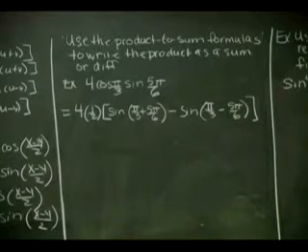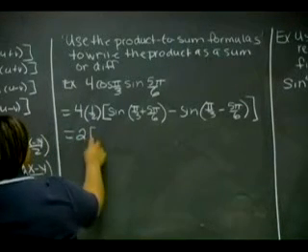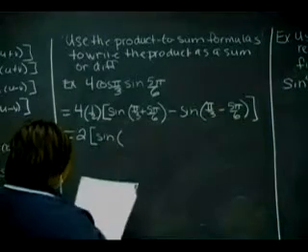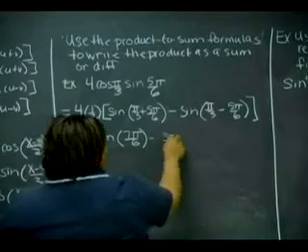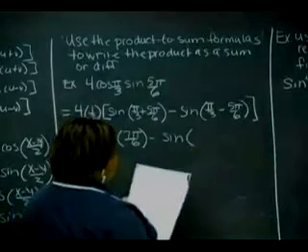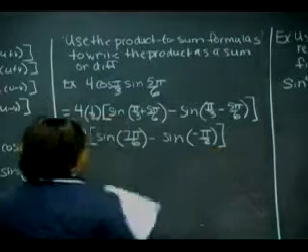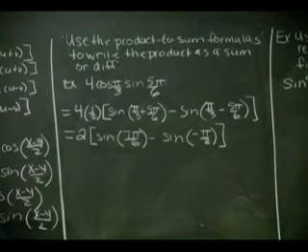So 4 times 1/2 is 2. Then we have sine. Pi over 3 plus 5 pi over 6 is 7 pi over 6. Pi over 3 minus 5 pi over 6 is negative pi over 2. Hopefully we are at a stage that we can add those things and subtract those things without questions.